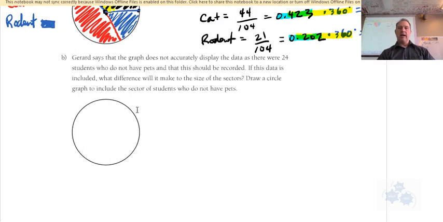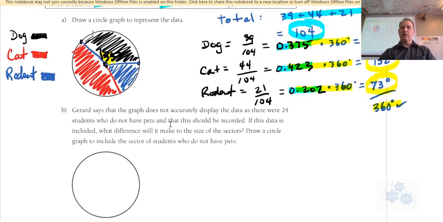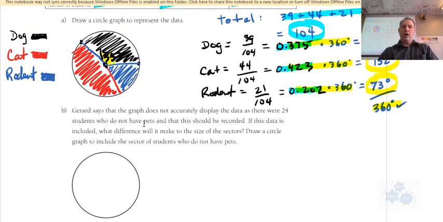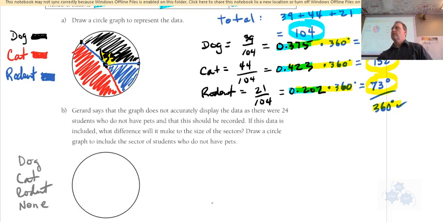Gerard says that the graph does not accurately display the data as there were 24 students who did not have pets, and that this should be recorded. If this data is included, what difference will it make to the size of the sectors? Draw a circle graph to include the sector of students who do not have pets. Okay. So now instead of 3 sections, we need to add another section where we have dog, cat, rodent, and none. So there's going to be 4 sections now.